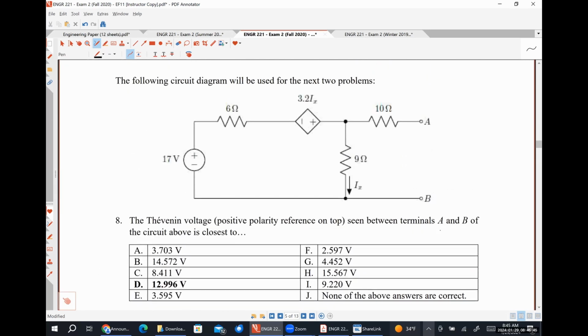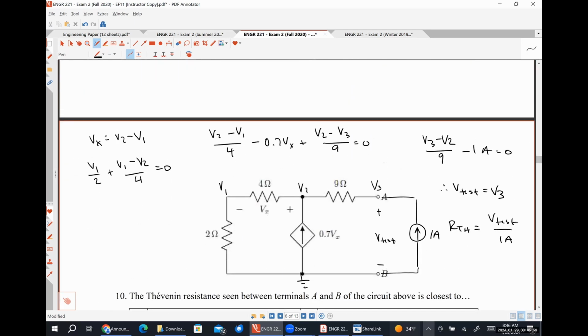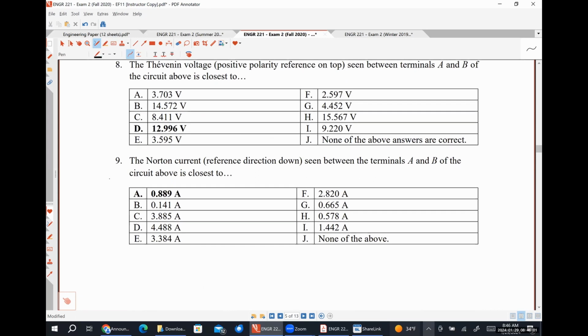Entirely different circuit. If it was the same circuit, sure, yes. It is a different circuit, right? Yeah, very much a different circuit. Okay. Next.